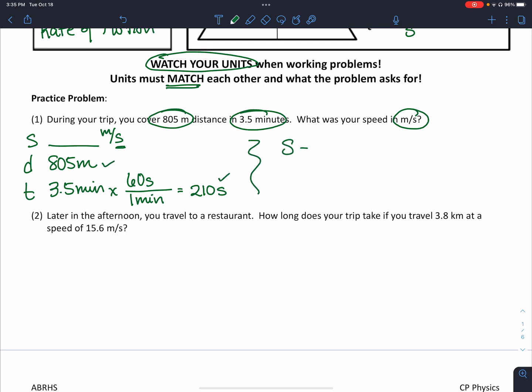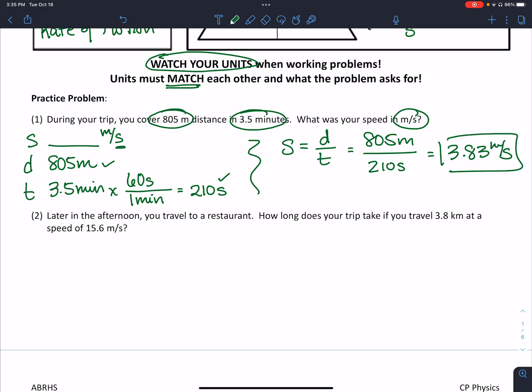I can use my speed formula, which is distance over time. Plug in my values, 805 meters, not minutes, divided by 210 seconds. And I find that I'm going to cover this distance at a rate of 3.83 meters per second. All right, let's try another one.